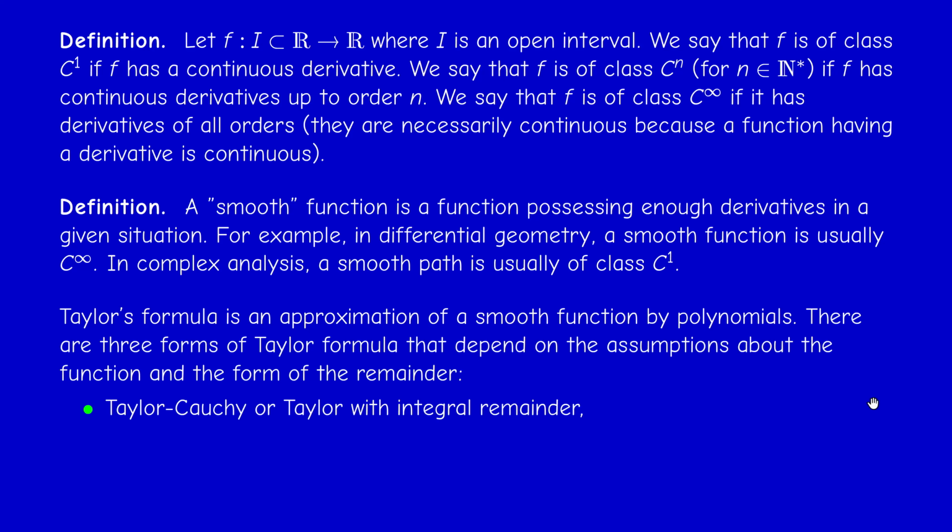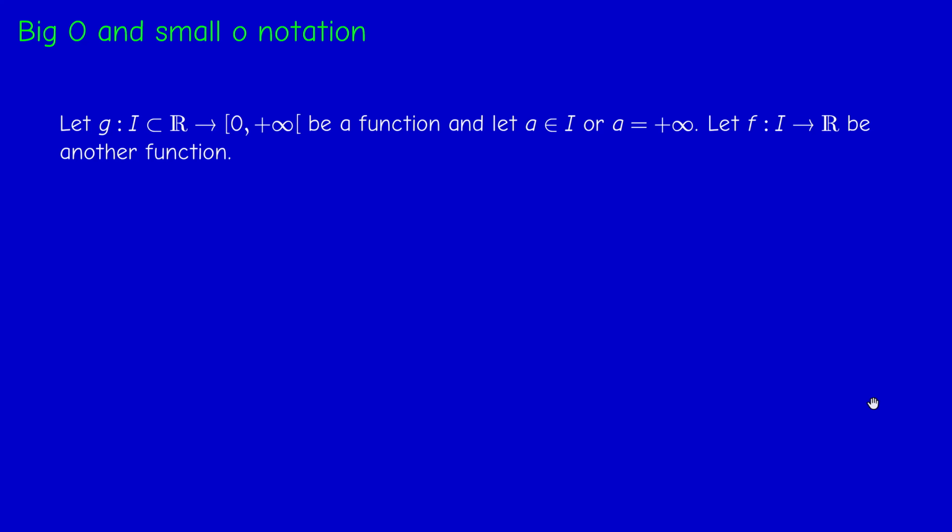So we have Taylor-Cauchy or Taylor with integral remainder, we have Taylor-Lagrange, and we have Taylor-Young. There is something common to all these, which is the approximation of a smooth function with polynomials. The difference is in the form of the remainder. But before I state them, let me also introduce another terminology, the big O and small o notation, which is very important actually.